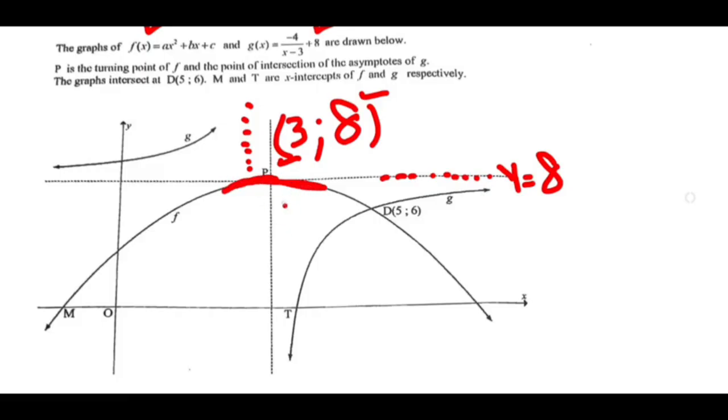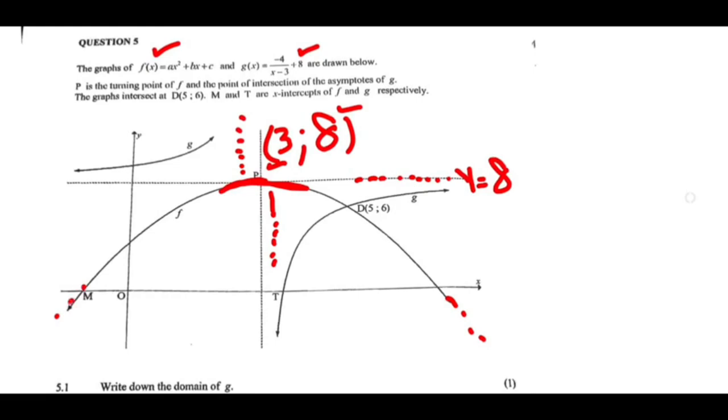So less than 8 all the way, you can see the parabola going down to both sides. Less than 8. So therefore the answer will be y less than or equal to 8. The y value 8 is included. That's my final answer. That's the range of the parabola.